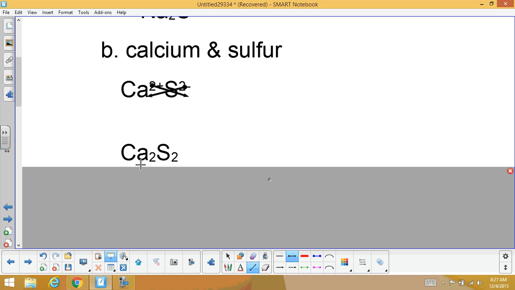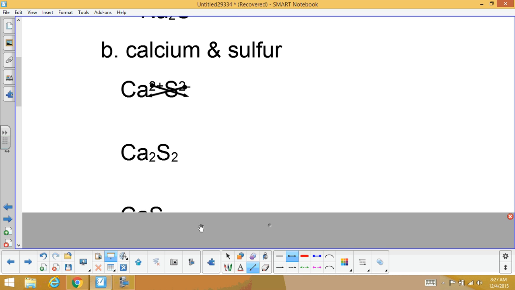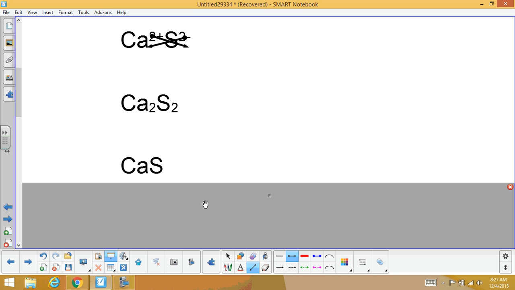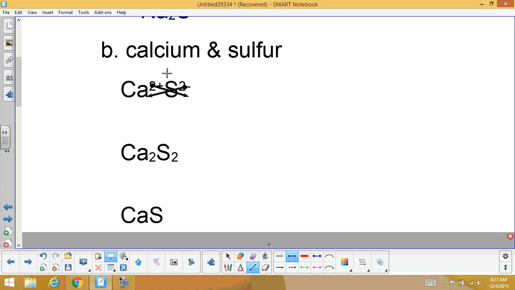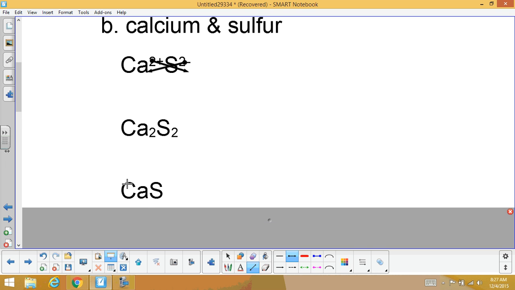We end up with Ca2S2. This could be a correct answer, or if you did the last rule, you could reduce it and end up with CaS. So we start with calcium and sulfur. We write calcium 2+, sulfur 2-. We switch over the numerical numbers on top to the bottom subscript, Ca2S2, and we can reduce that to CaS.